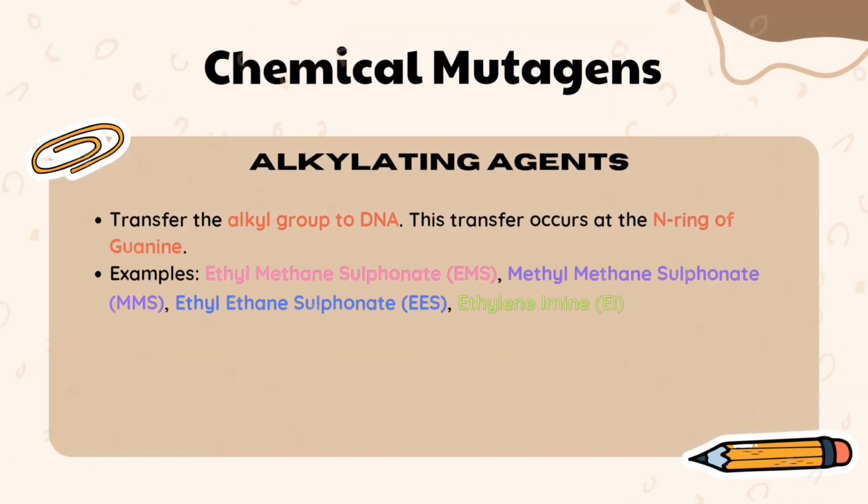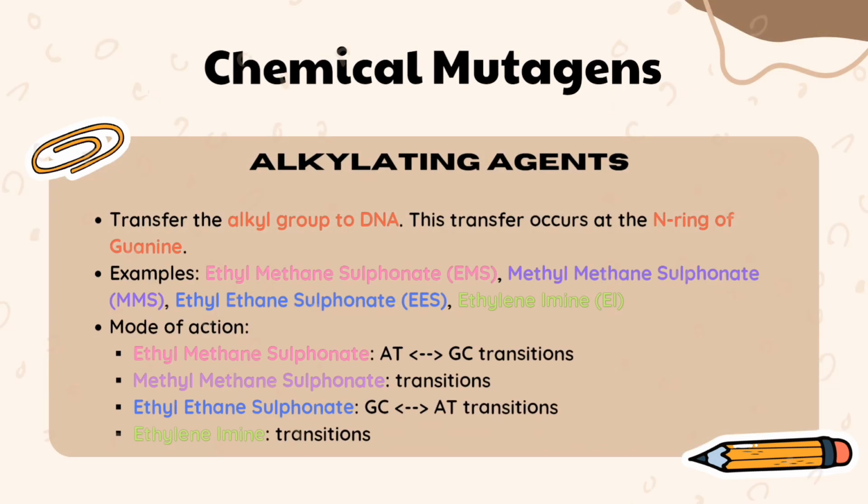So the first one is alkylating agents. It transfers the alkyl group to DNA. This transfer occurs at the end ring of guanine. For the examples, AMS, MMS, AAS, and the last one is AI. So this is the mode of action. For AMS, AT to GC or GC to AT transitions, MMS transitions, AAS, GC to AT or AT to GC transitions, and the last one is AI, which is transitions.